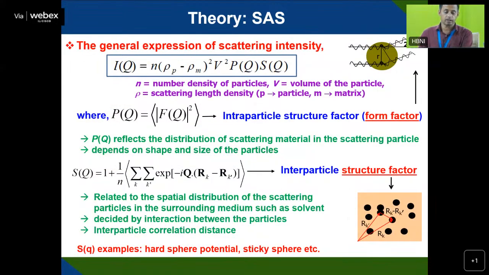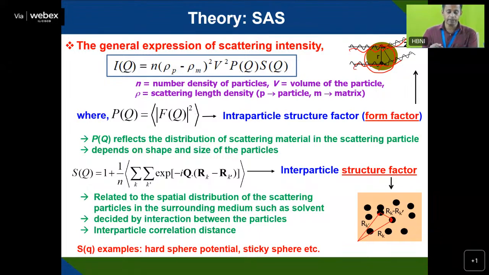In general, when you have a scattering intensity expression, consider a sphere in small angle X-ray scattering. Here the scattering is at very low angle, almost parallel; beams are coming and falling on the sample. The total intensity I(Q) equals rho, the number density of the particles, times (rho_p minus rho_m) squared, that is the scattering length density of the particle minus that of the matrix, times V squared, times P(Q) and S(Q).